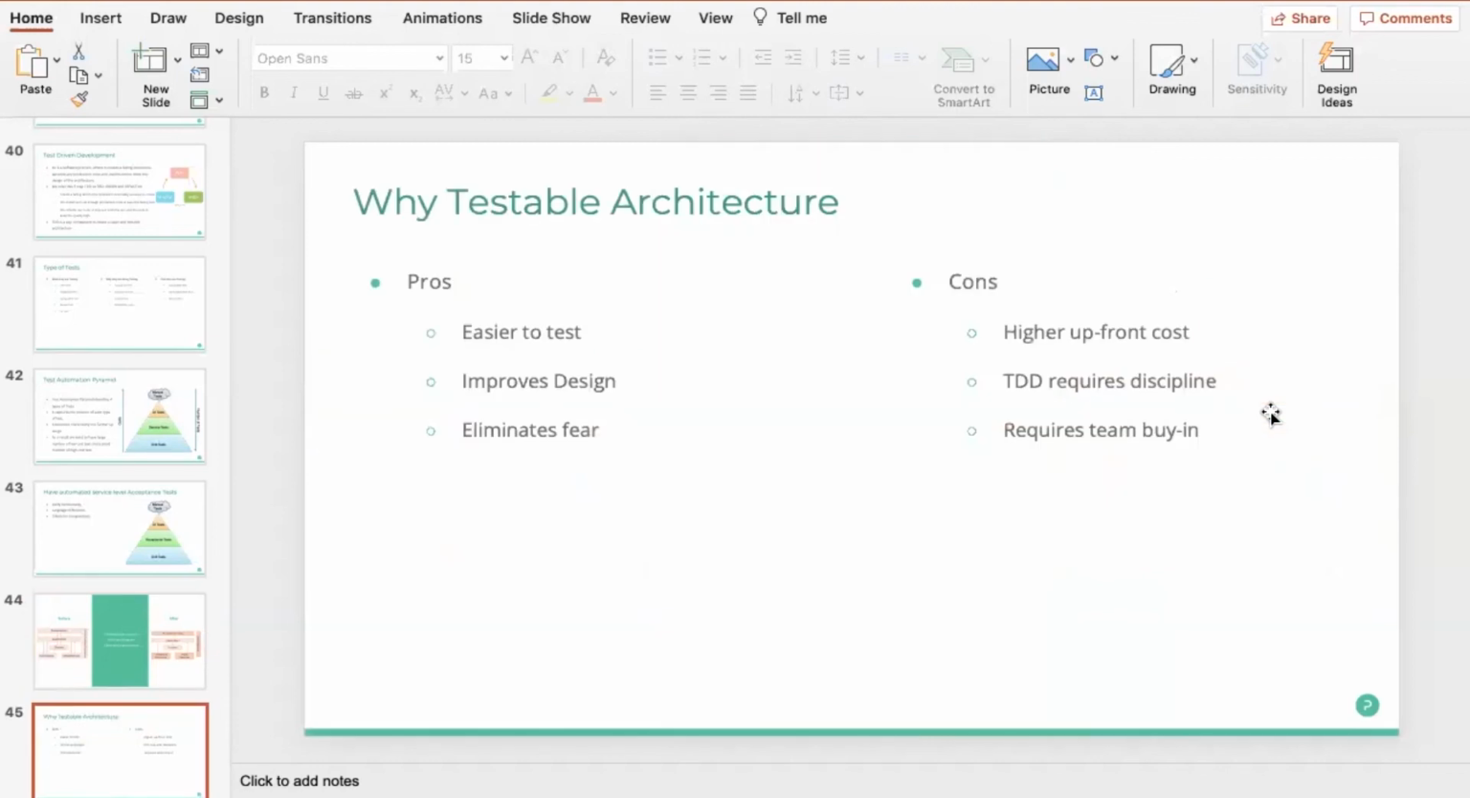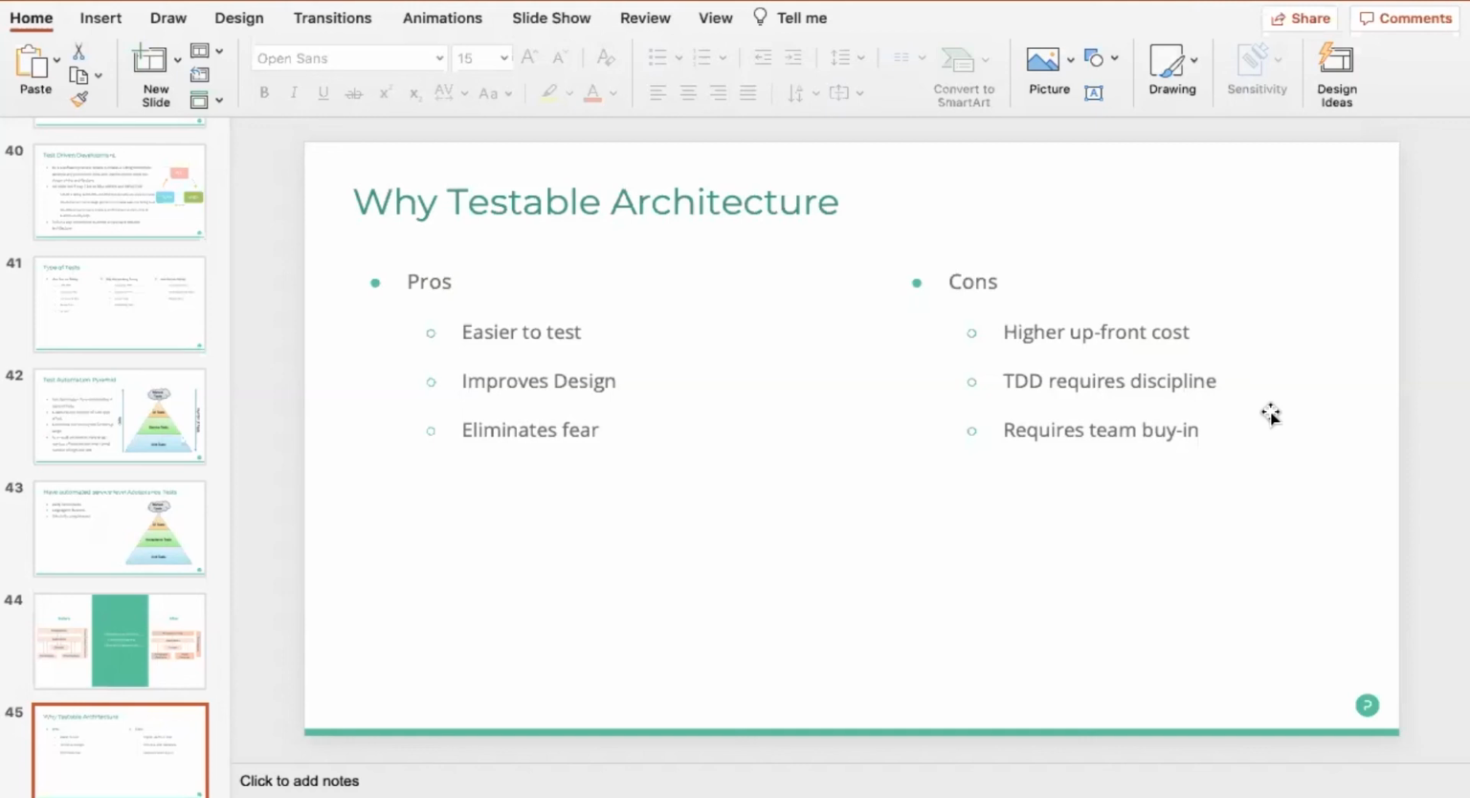So why a testable architecture roundup? Definitely it's easier to test and improves design, and eliminates the fear, because if you have enough tests in advance, your approach itself is test first and development later, which ensures all your use cases are covered. Any functionality that you introduce in the future, or any bugs you try to fix, these test cases will ensure the system is not broken, so you won't have surprises.